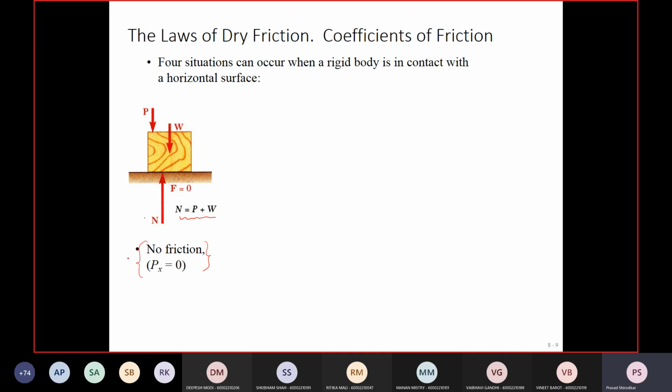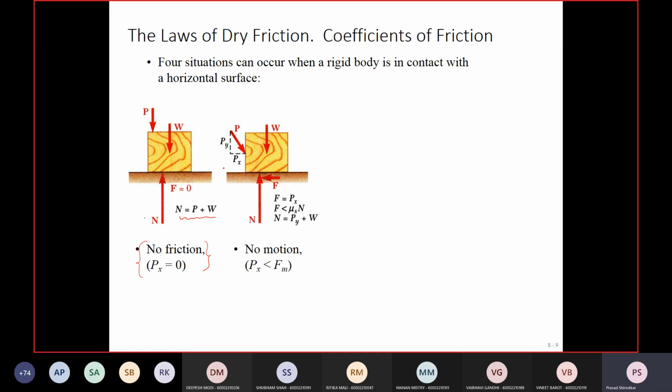Right? Now, if I change the angle of this force P, there will be two components of this force P, Px and Py. Py in the vertical direction, Px in the horizontal direction. So the frictional force in this case, when I apply the equation of equilibrium, F is equal to Px. Now, the frictional force in this case is less than mu static into N.